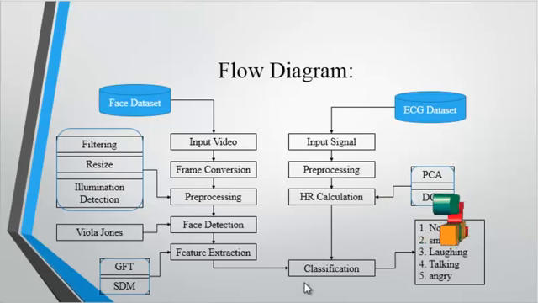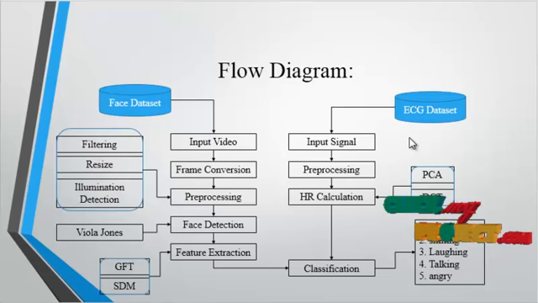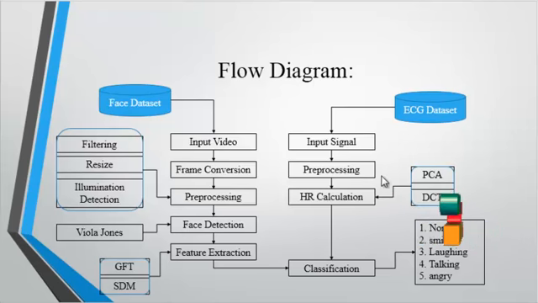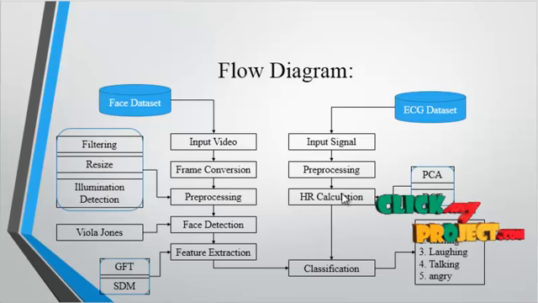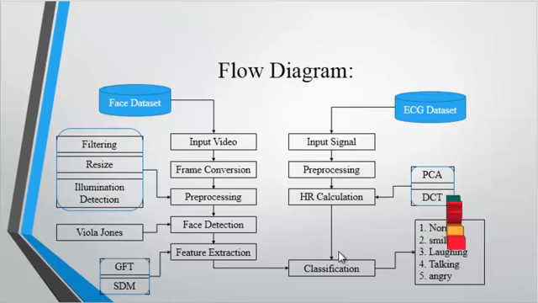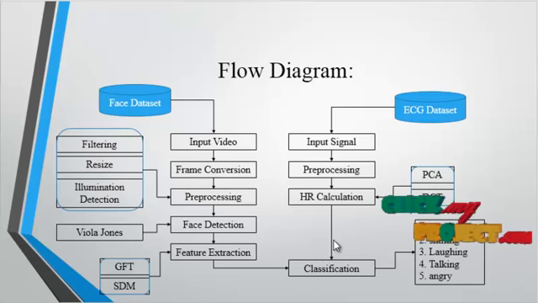When the classification is done, there is another step, the data acquisition, like ECG data acquisition. After the ECG signals are obtained from the dataset, the pre-processing is carried out using the filtering method. Then the heart rate calculation is done by PCA and DCT. After the heart rate calculation, the features are extracted from the signals. Then the classification is done for the signal and the video. After the classification, the result is shown in the message box.